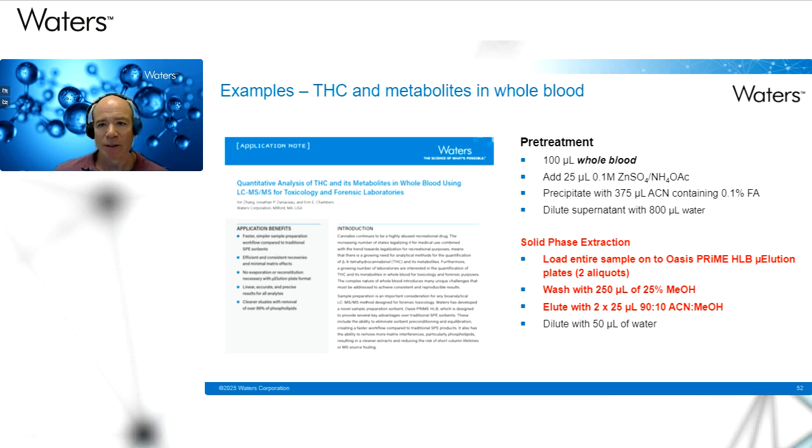a little formic acid. We then dilute it with water, and our solid phase extraction is, again, straightforward. We load the entire sample. We wash with 25% methanol that, just like earlier with the benzos, has been optimized for these analytes. And then our elution is just a 90-10 acetonitrile methanol, and then that sample is diluted with water.